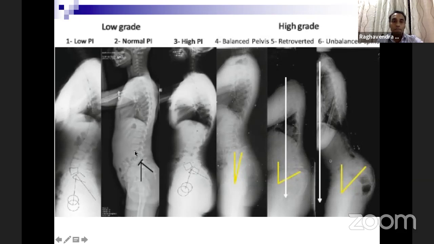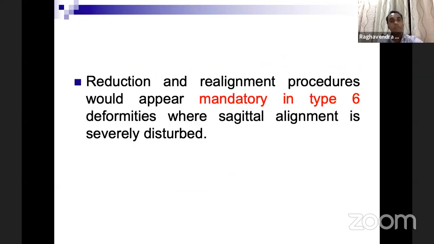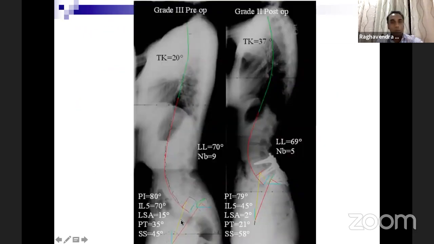In 1, 2, and 3, it is very easy. Even in 2 and 3, there is no need to reduce, is what they say. In type 4, we can do some attempt at reduction, but reduction may not be necessary. In type 5, it should be mandatory to attempt. Once we have got a reduction, the lumbar lordosis reestablishes itself, the sacral slope reduces, and then the spine automatically becomes more balanced than what was preoperatively.